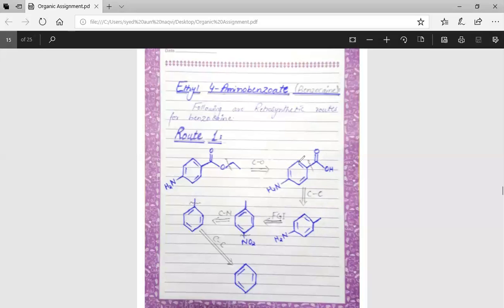After the bond cleavage between carbon and oxygen, we will have benzoic acid. So this benzoic acid, the acidic functional group, is converted or reduced to a methyl group. This is functional group interconversion, because the acid group is converted into a methyl group. Again, performing functional group interconversion, the amino group is converted into a nitro group.